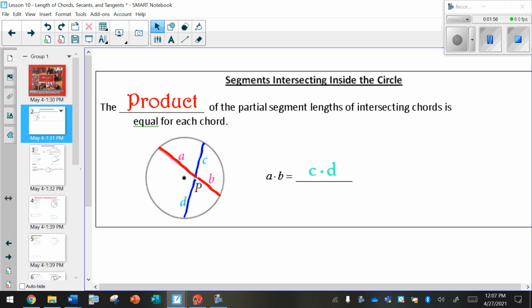Now we will do a proof of this later when we start into our proofs, but for now, just accept that if you have two chords that intersect, you can find their lengths by equaling the product of their parts.